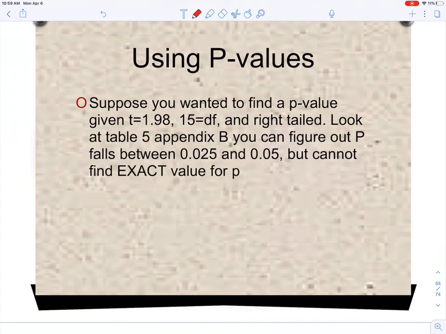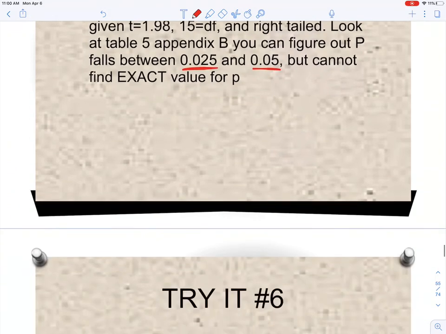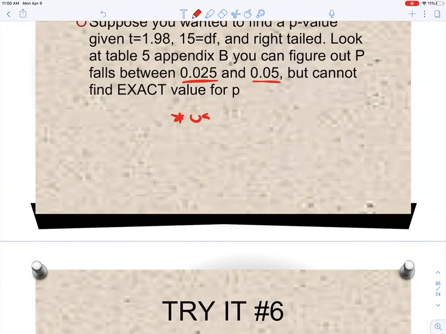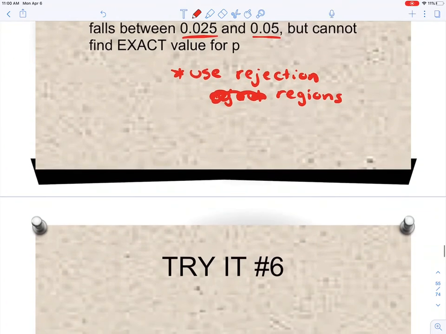So using p-values. Suppose you wanted to find a p-value given that t was 1.98 and the degree of freedom was 15 and it was right-tailed. You look at the table 5 in appendix B, which is the table we've been looking at. You can figure out that p is going to fall between these two, but you can't find the exact value for p. That's why we haven't been using the p-test. We've been using the rejection regions instead. Okay, so it's easier for us just to use those rejection regions because we cannot find that exact value.